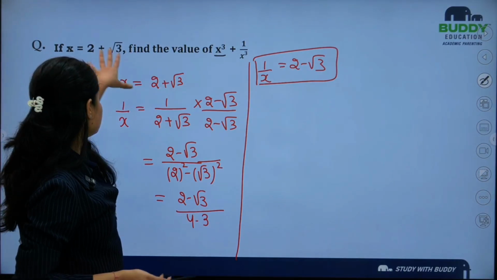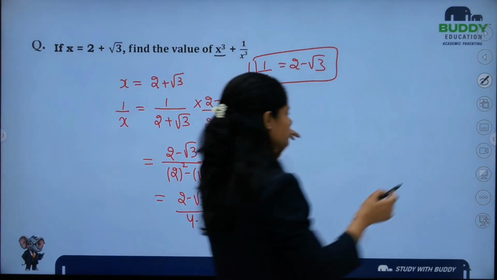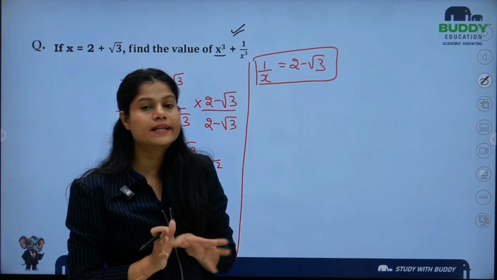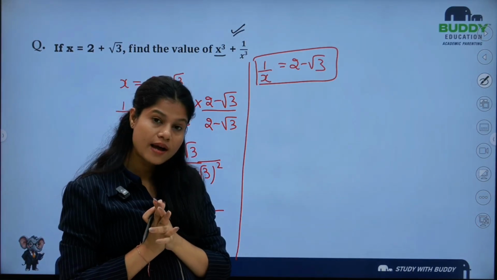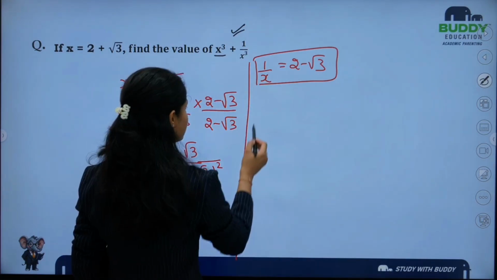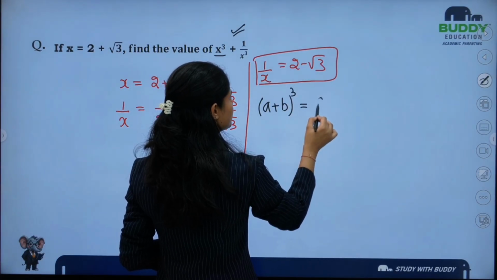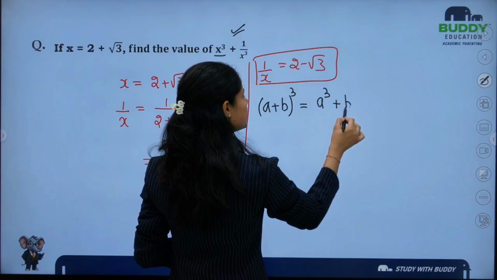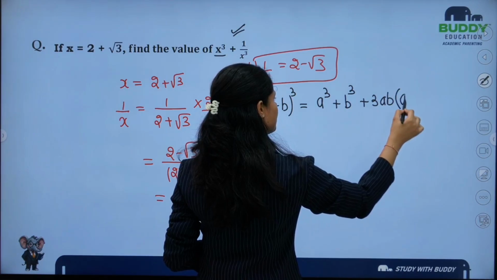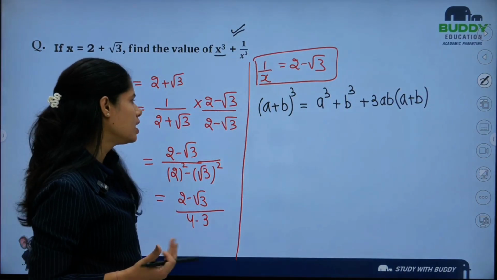Whatever simplification was required for this we have done, but you know that for this we have to use some identity, or you can say some formula. We do have a formula in which we have cube parts. The formula is like this: a plus b whole cube is equal to how much? a cube plus b cube, and plus 3ab into a plus b. You all know this identity that we already have studied in the previous classes.